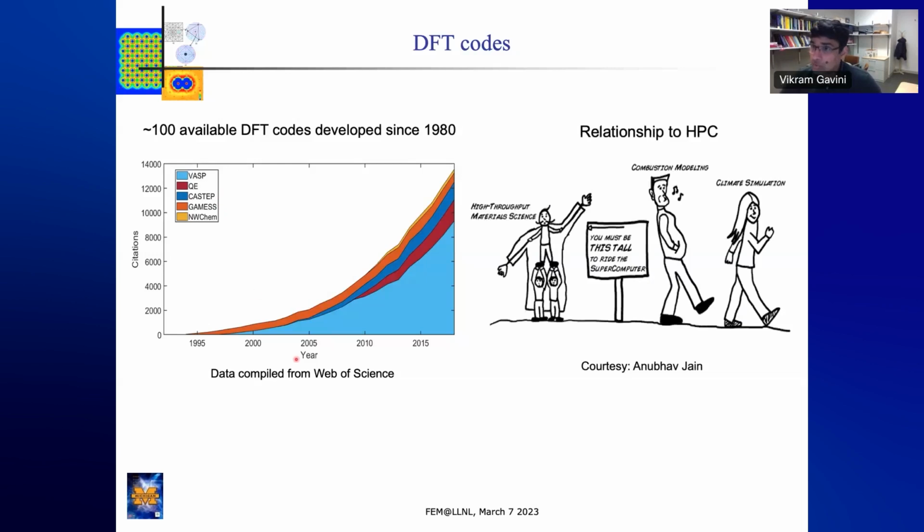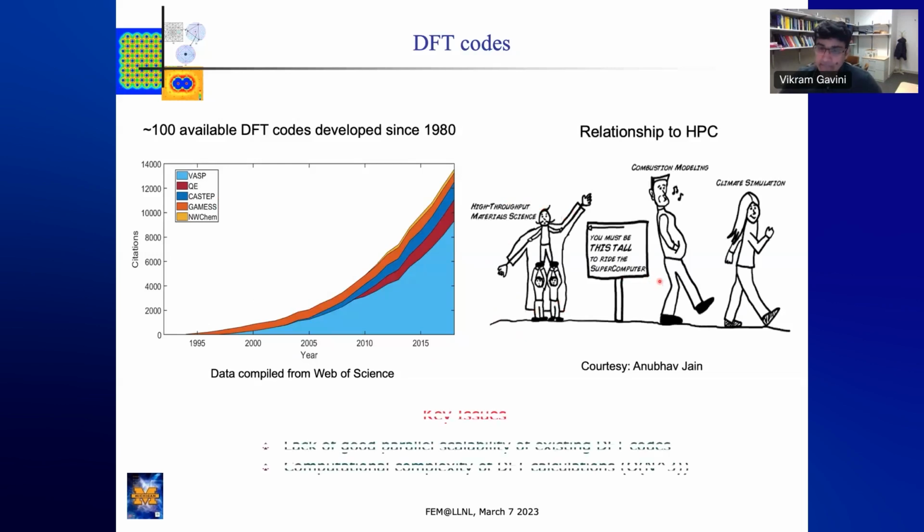But still, if we look at the relationship of these DFT calculations to high performance computing, I think this cartoon nicely sums it up. So DFT calculations still operate in this high throughput regime rather than utilizing the available high performance computing for more complex and larger scale calculations.